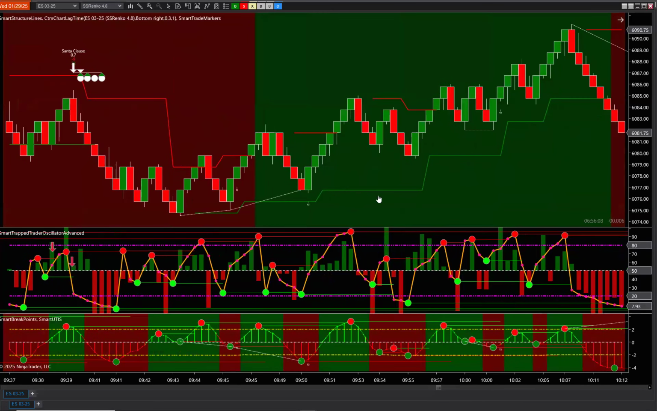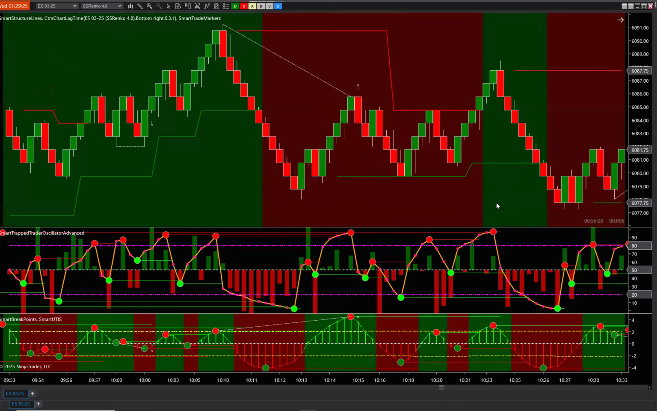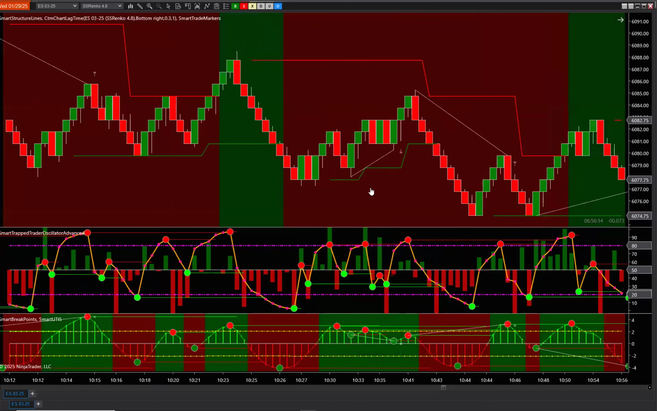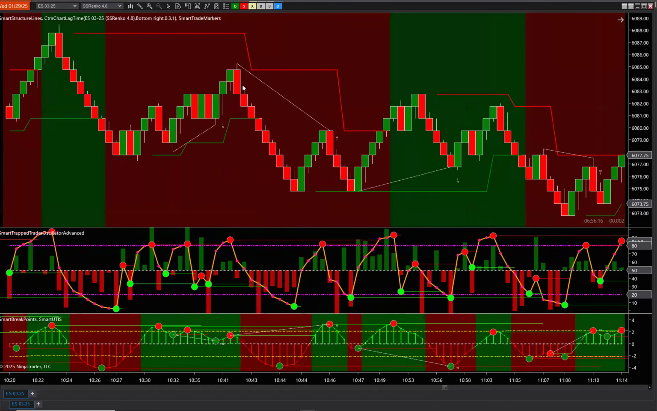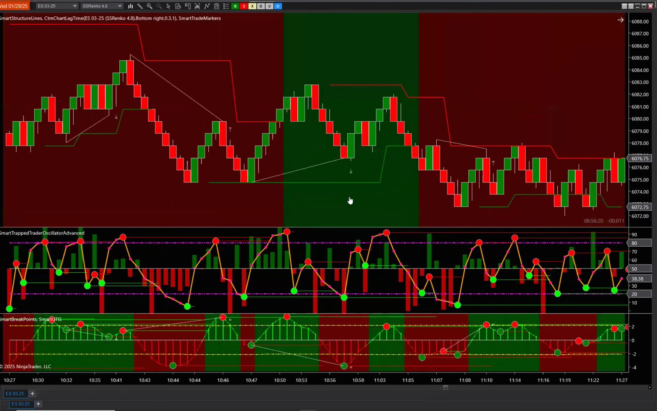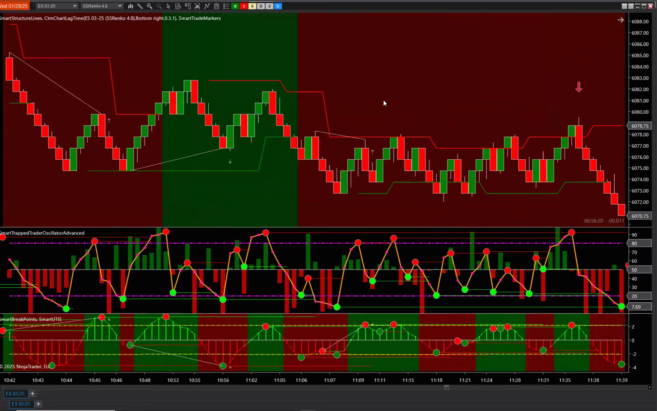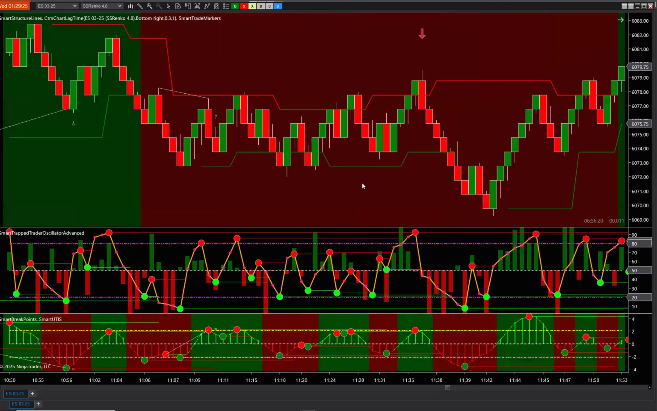Now, I think this is a chart that I have these marked on. This is super advanced, and we've got all kinds of entries. Depending on how often you want to trade, I'm showing you the best of the best. I'm showing you this system. We break through that red and that green.